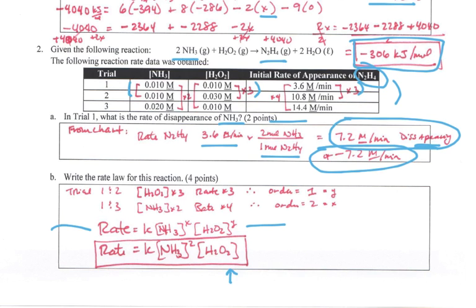So when I put it in my final rate law, I don't need to write that. Now the other one, I'm going to go ahead and say, looking at 1 and 3, that doubled, while that stayed the same. And when that doubled, my rate quadrupled. Again, 14.4 divided by 3.6, that's 4 times. And so if my concentration doubles and my rate quadruples, then I knew that my order is 2. So putting that in, rate equals K times the concentration of NH3 squared times the concentration of H2O2. That's my rate law.